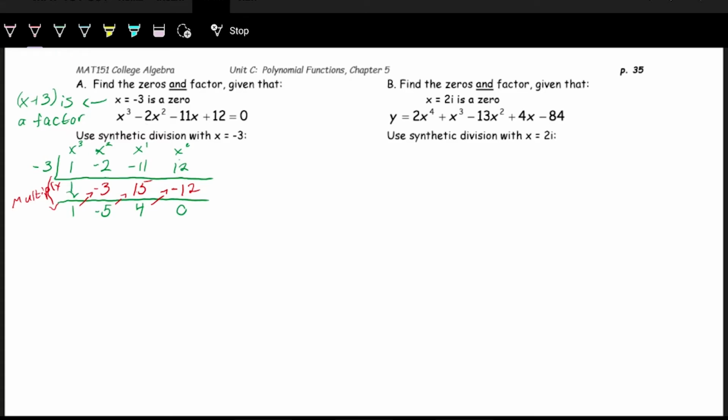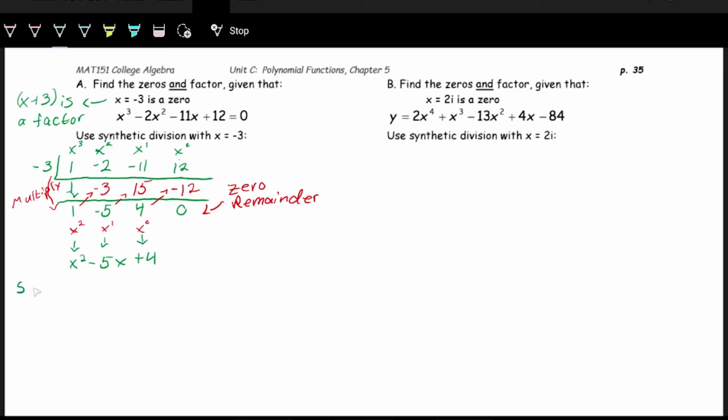That's great. So we have a 0 remainder, which is what we want. That means that this divides nicely and we were not lied to. x equals negative 3 is a 0. So the result that we have here, remember, this is the x squared term, this is the x to the 1 term, and this is the x to the 0 term. And so we can write this out as a new factor. So this is 1x squared, and then negative 5x, and then plus 4. So this is the factor that we have.